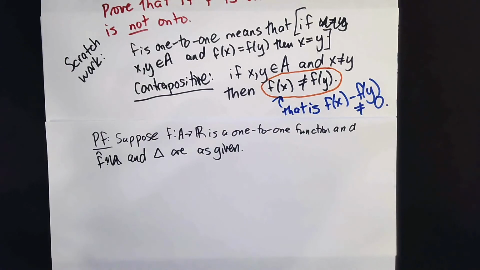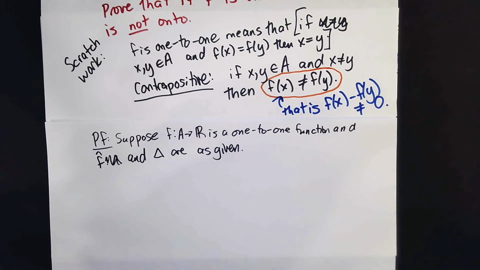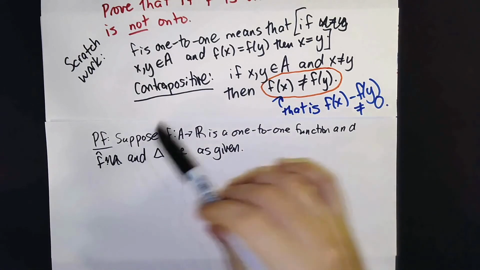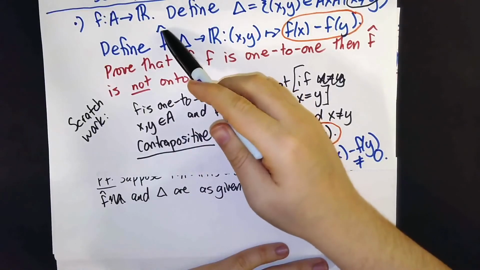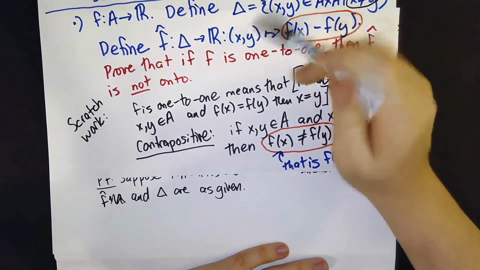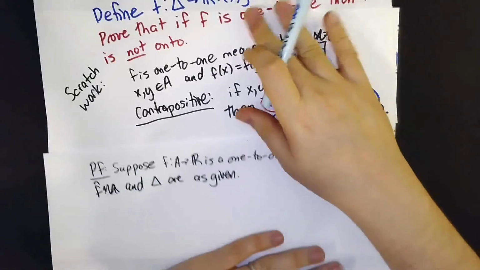By the way, this is a phrase that you might want to start internalizing: if the setup of the problem is complicated, you often in your proof will suppose things are as given, which just means I'm not copying the whole question. You can read the question. I'm just going to jump in with how things are defined. All I'm doing here is saying, well, the question defined an f hat and a delta, so I'm just saying, okay, take that definition of f hat and that definition of delta.